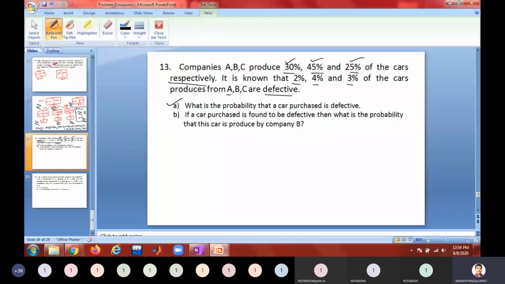This car might have been produced by A. This car might have been produced by B. This car might have been produced by C. What is the probability that this car is produced by company A? 30%. That means 0.3.